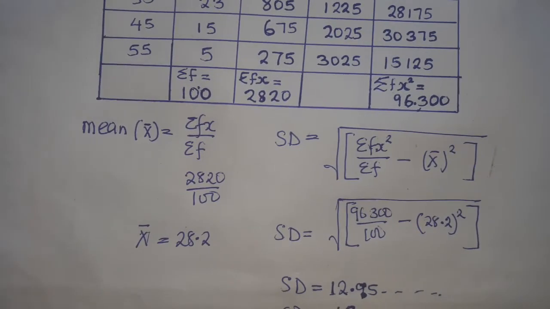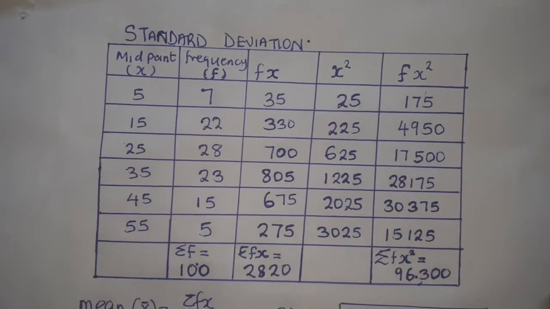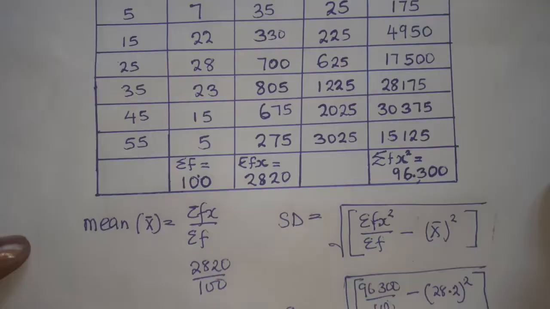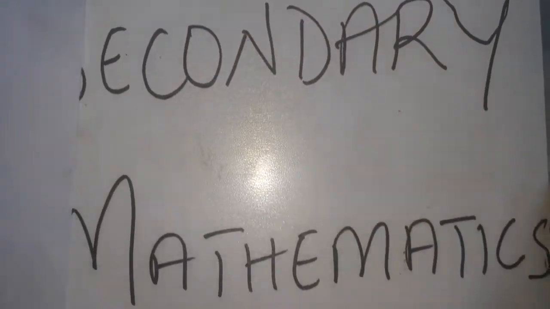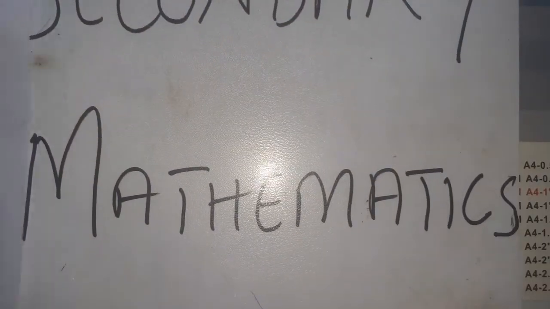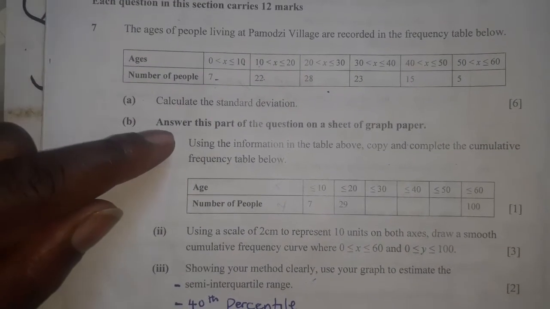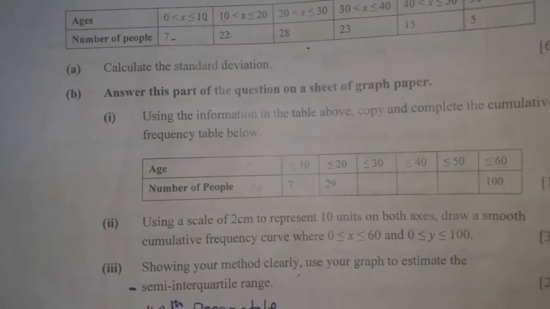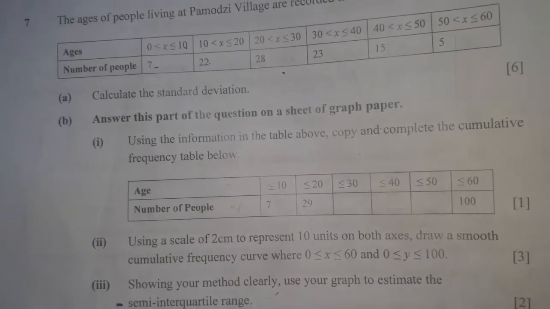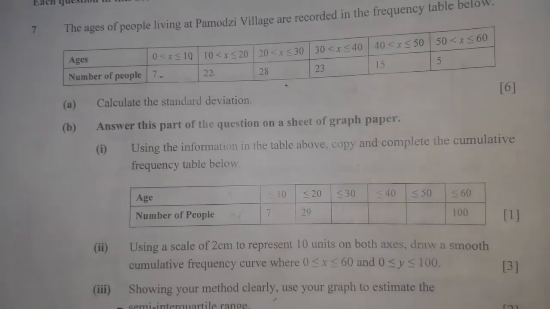Okay. So this part of the question carries 6 marks. Are we together? This carries 6 marks. There's another part of the question that says answer this part of the question on a sheet of graph paper. So the standard deviation part, you need to use the answer booklet. So read this question.